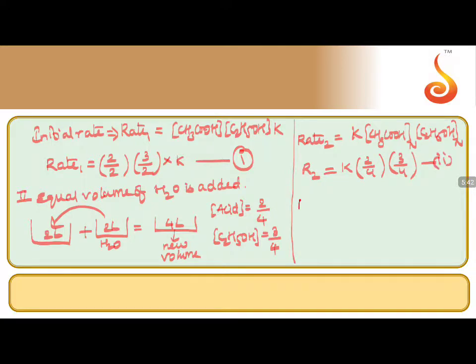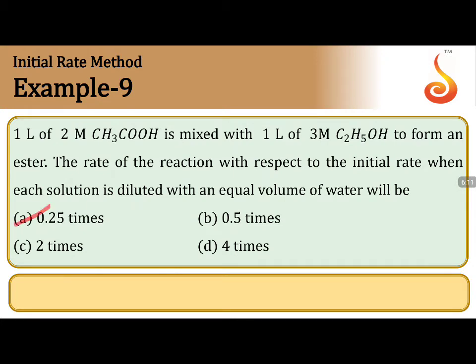Now, writing from this, R2 by R1 will be equal to 4 by 16, which is equal to 1 by 4, which is equal to 0.25. So rate 2 is 0.25 times rate 1. So let us see the answer for this. It is option A. When an equal volume of water is added, rate 2 becomes 0.25 times rate 1.